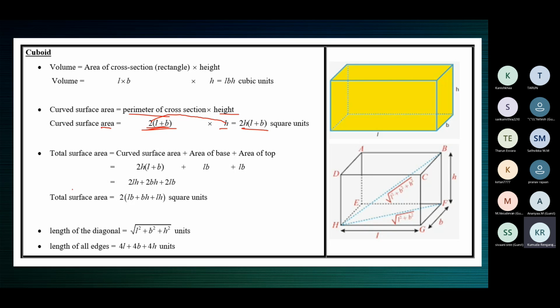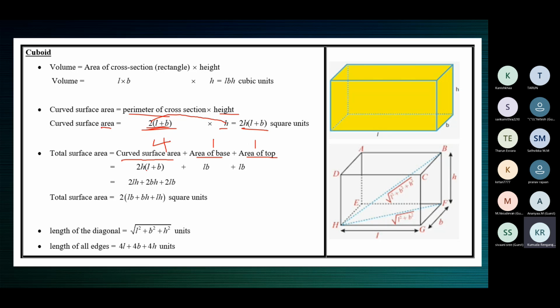Total surface area, how do you get the total surface area? To the curved surface area, if you add the area of the base and area of the top, you will get the total surface area. So curved surface area has 4 faces. Area of the base, 1 face, area of the top, another 1 face. So totally 6 faces, the total area of all the 6 faces.